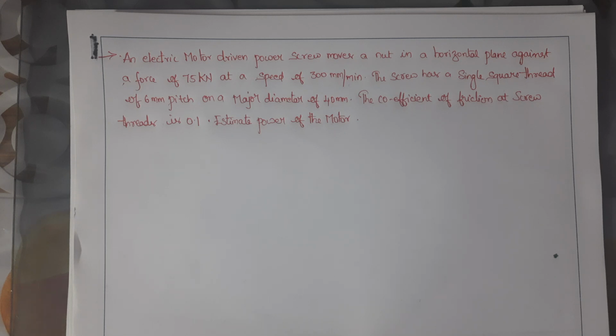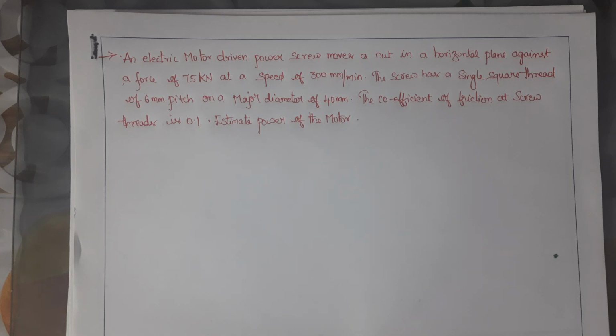So here is the problem: an electric motor driven power screw moves a nut in a horizontal plane against a force of 75 kilonewtons at a speed of 300 per minute. The screw has a single square thread of 6 pitch on a major diameter of 40. The coefficient of friction at the screw thread is 0.1. Estimate the power of the motor.